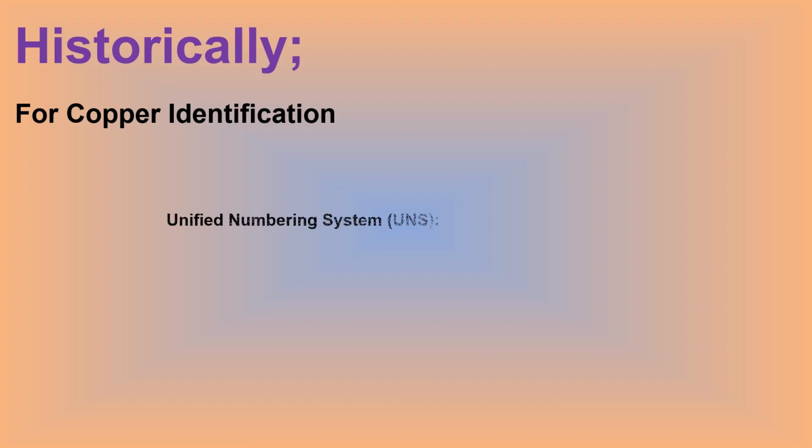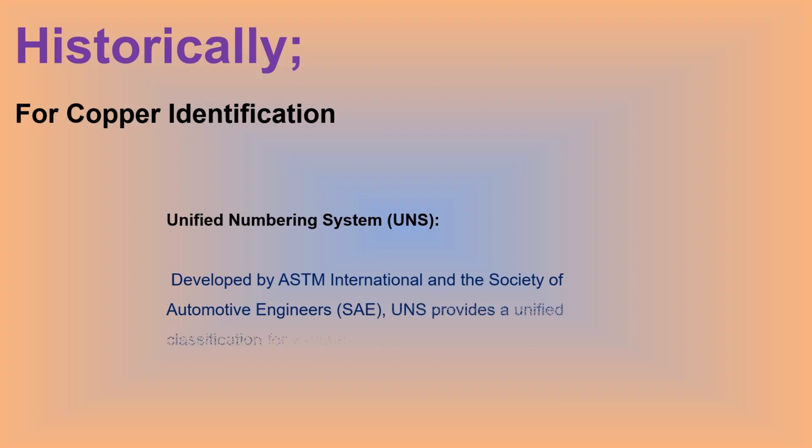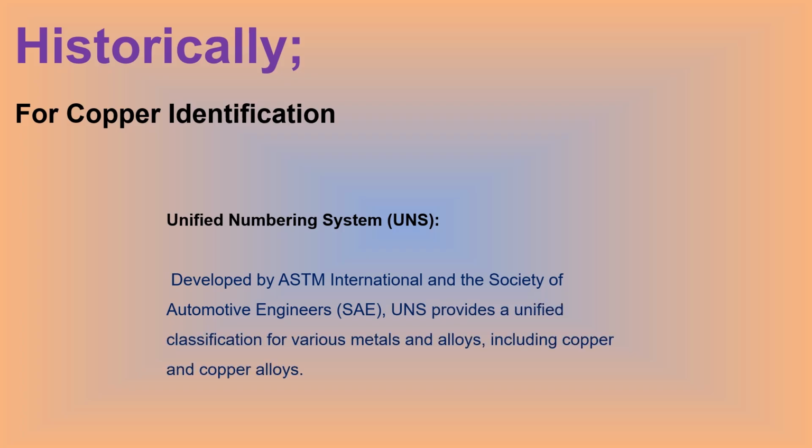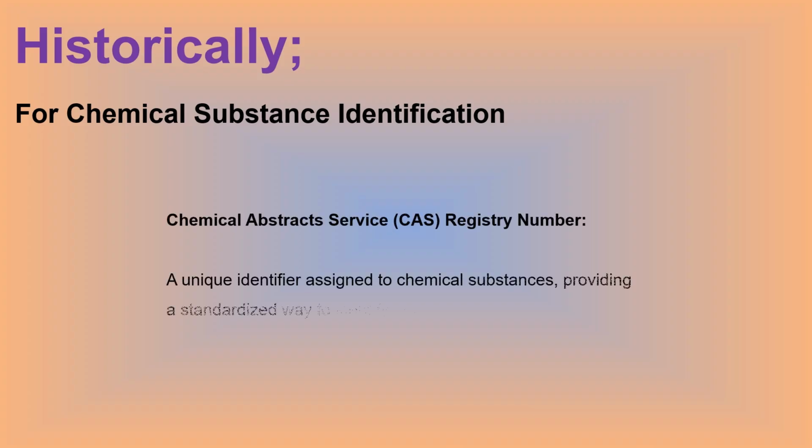For copper identification, the Unified Numbering System, UNS, is used. Developed by ASTM International and the Society of Automotive Engineers, SAE, UNS provides a unified classification for various metals and alloys, including copper and copper alloys. The Chemical Abstracts Service or CAS registry number is used for chemical substance identification. It is a unique identifier assigned to chemical substances, providing a standardized way to identify and track chemicals.